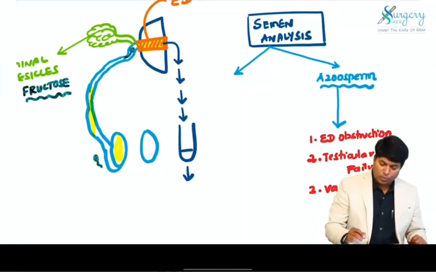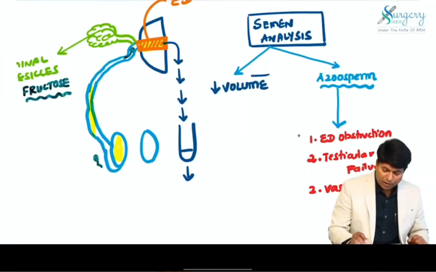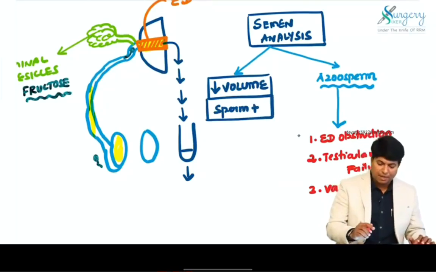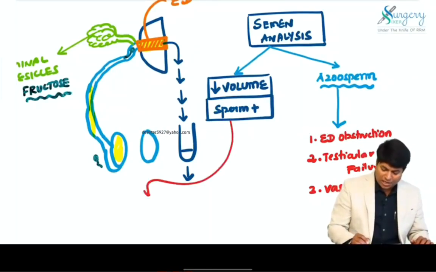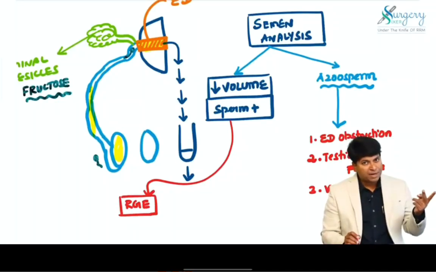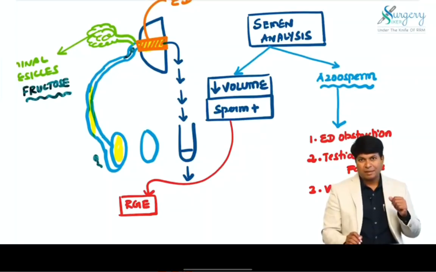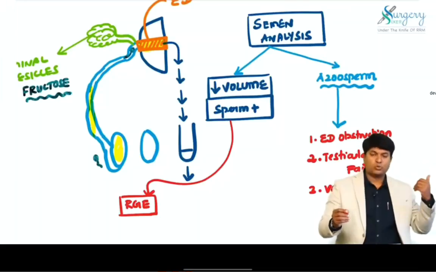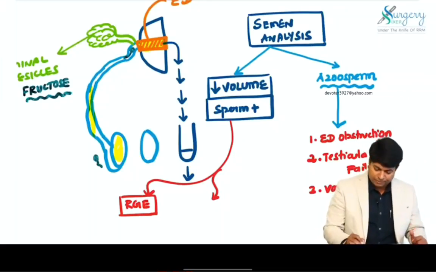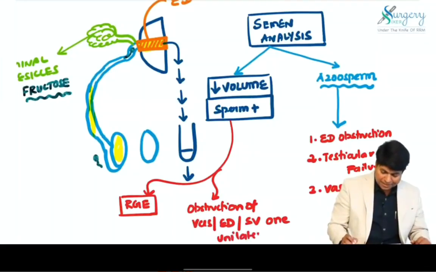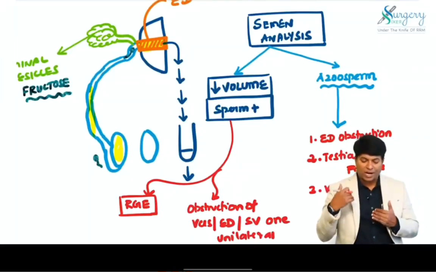Or a patient comes to you with a decreased volume, but sperm are present. Please remember, sperm is present, but the volume is less. The reasons may be, number one, retrograde ejaculation, which we have already discussed. It can be due to retrograde ejaculation in case of bilateral lumbar sympathectomy, or post-TURP, where the internal urethral sphincter is not working properly, so the sperm, instead of coming anterior, goes retrograde. That is one reason. Another reason is obstruction of the vas, ejaculatory duct or seminal vesicles on one side, unilateral. There is obstruction of any one of these on one side, so sperm does not come from one side, and only the other side's sperm is coming.